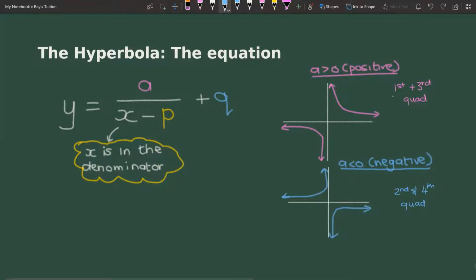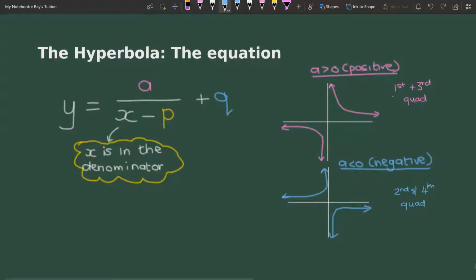How do we know that we are looking at the equation of a hyperbola just by looking at the equation? We have that x is in the denominator. So what we're going to look at now is what is the a's role in the hyperbola.